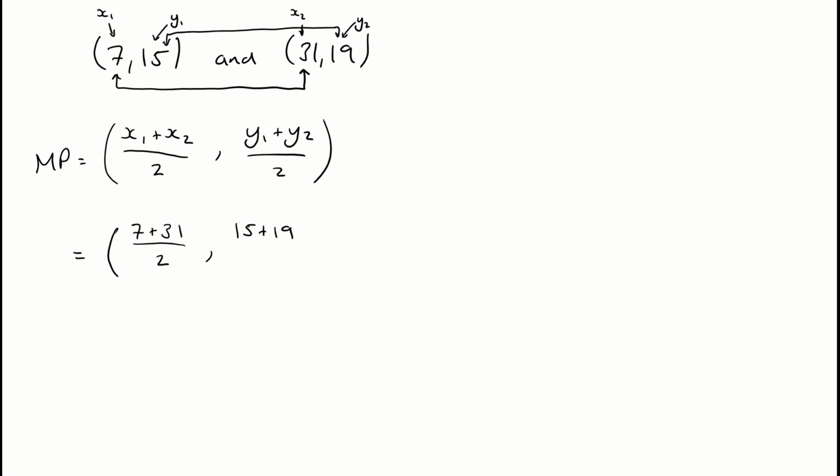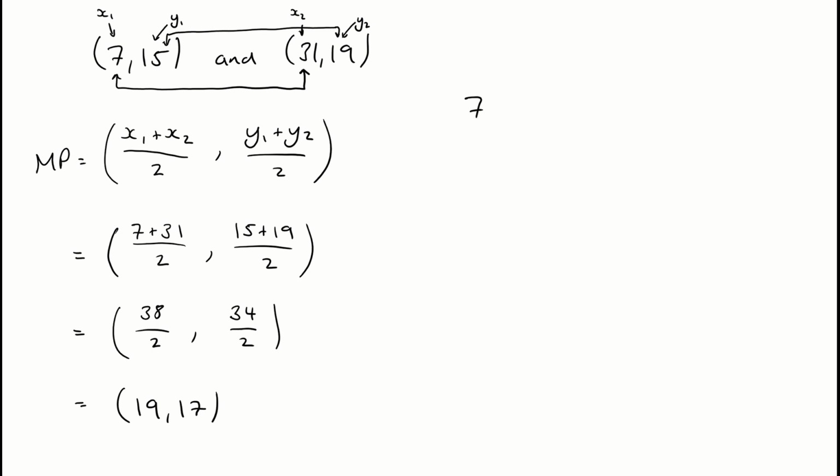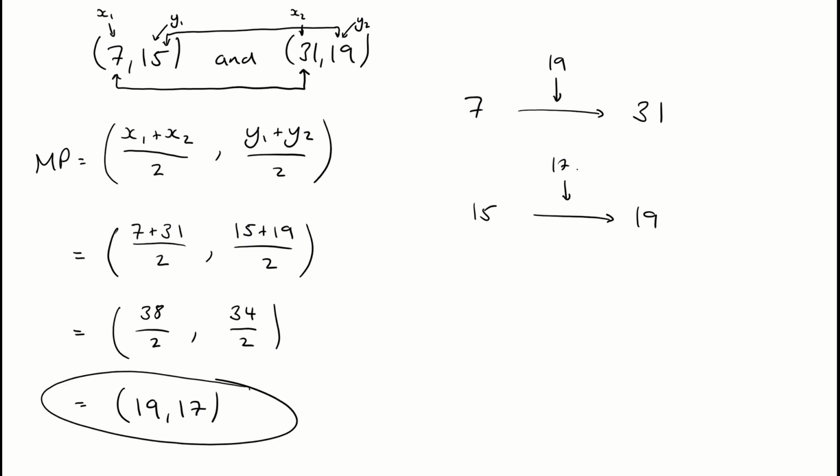15 and 19, and we'll half that. Okay, so if we simplify these down, we get 38 over 2 here, and we get 34 over 2 here, which gives us the point 19, 17. Okay, and you should be able to see that halfway between 7 and 31 would be 19, and halfway between 15 and 19 would be 17. Okay, and that's what we're doing when we're plotting for the midpoint. So that would be our midpoint for these 2 points here.